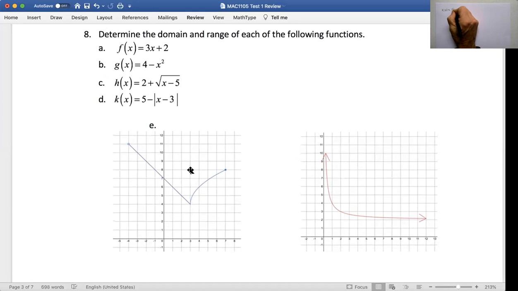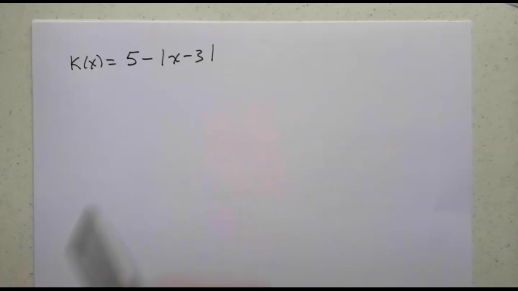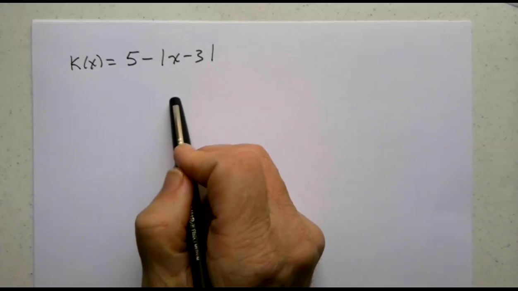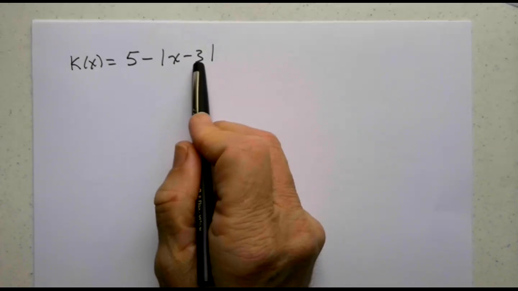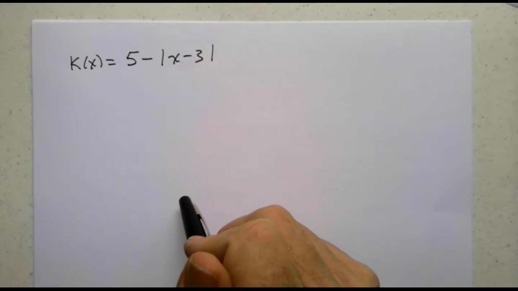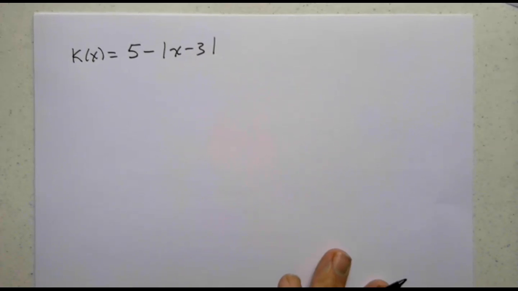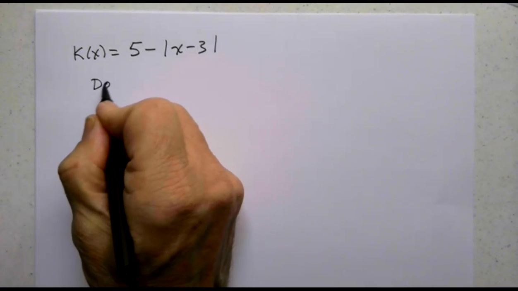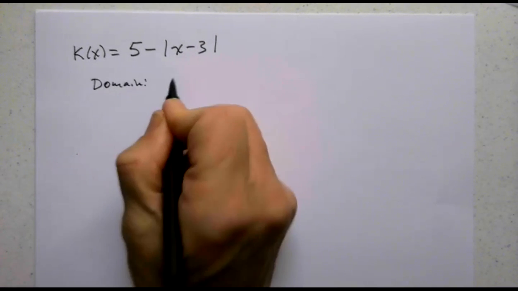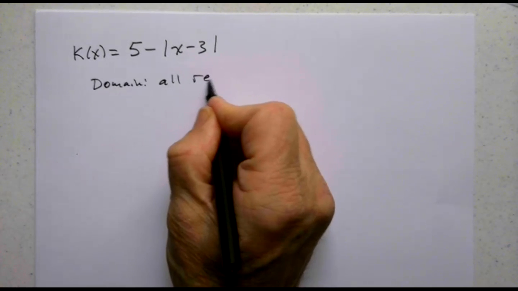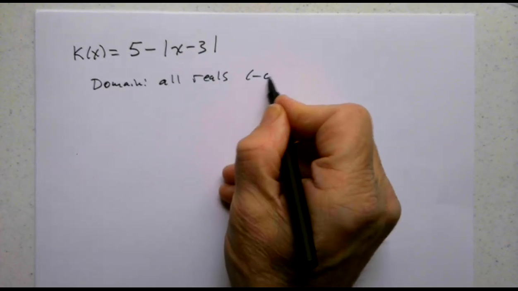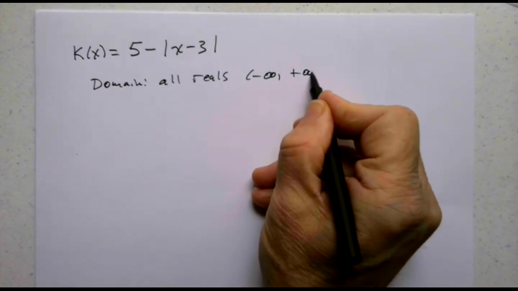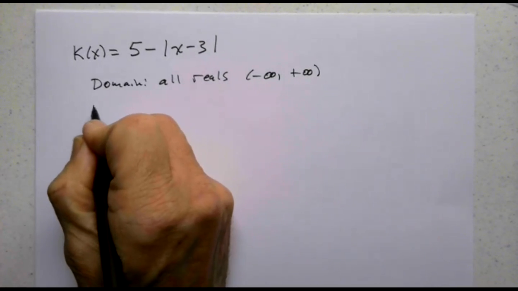Well, are there any restrictions on what we can plug in for x? Can you take the absolute value of x minus 3 if x is positive? Sure. X could be 7, 11, 13. If it's negative, negative 7 minus 3, sure, you take the absolute value of that. So no restrictions on x. So my domain is all reals again, or minus infinity to plus infinity. Now the range is another story.